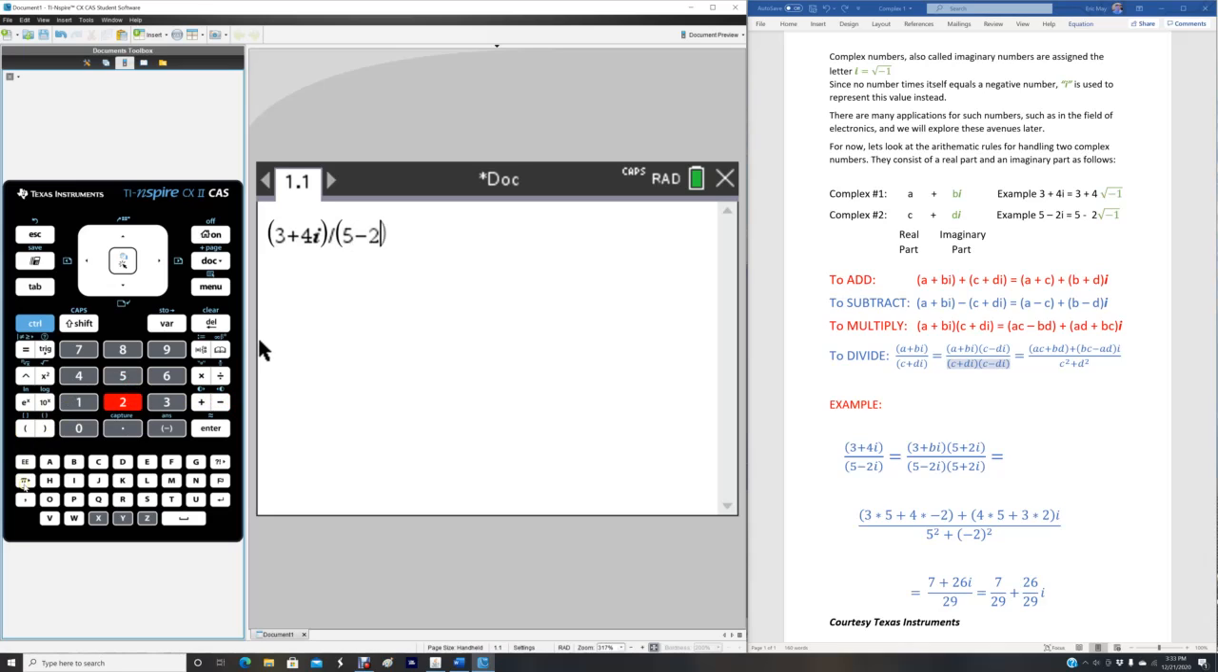And you might be tempted to just use the i that's in the alphabet here, but that isn't actually considered to be an imaginary number for the calculator. It'll just treat it as a variable. So you really have to go to the pi sign and click on the i here. Right parentheses, and enter. And there it is, just like what we have down here, 7/29 plus 26/29i, and that took seconds.